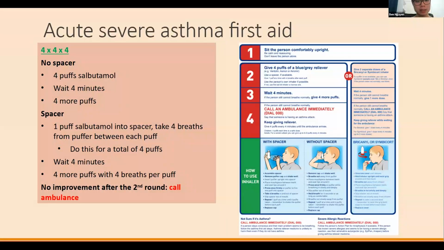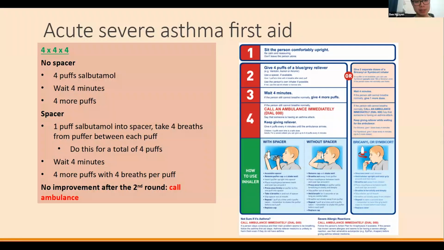I think Esther might have touched on this briefly in her lecture, but essentially someone comes into your practice with an exacerbation of asthma. You can try the 4x4x4 rule. If you don't have a spacer, then you would give him 4 puffs of salbutamol, wait 4 minutes, and then give him another 4 puffs. If the second round of 4 puffs doesn't work, then you'd call the ambulance right away.